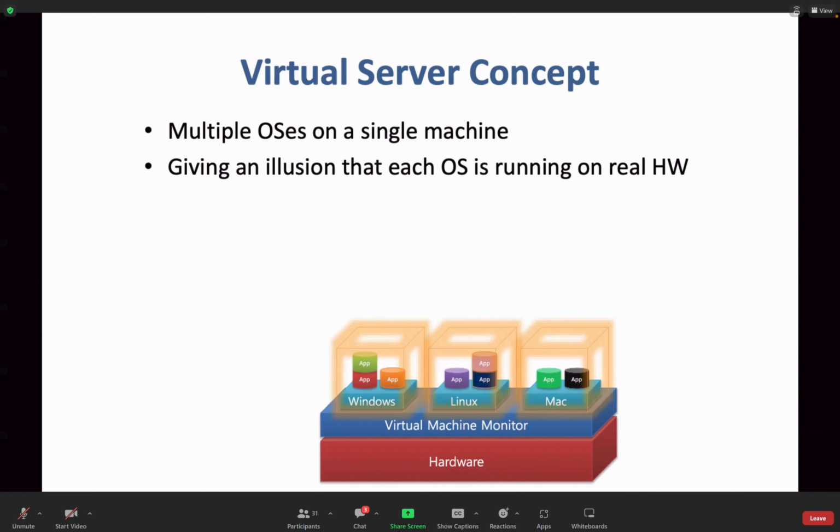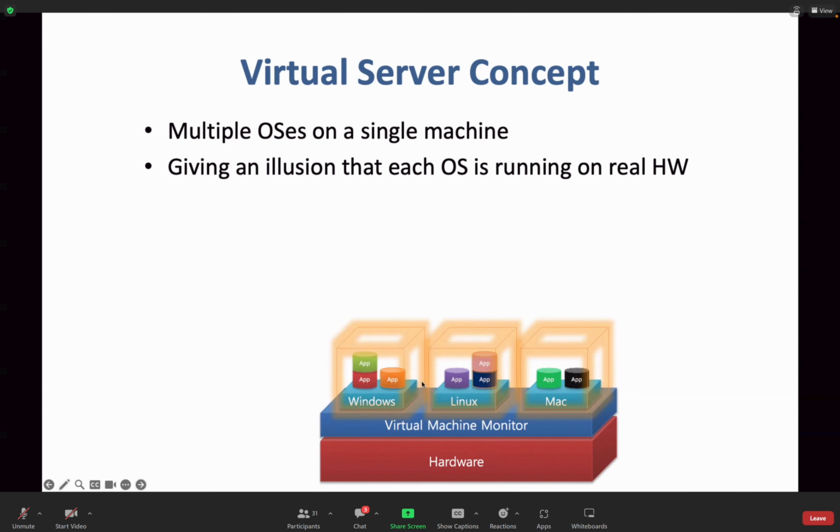That's a big evolution, a novel concept. For each individual machine user, it gives an illusion that this application is running on a certain OS on real hardware. But in reality, that hardware is just a single piece of hardware being shared.